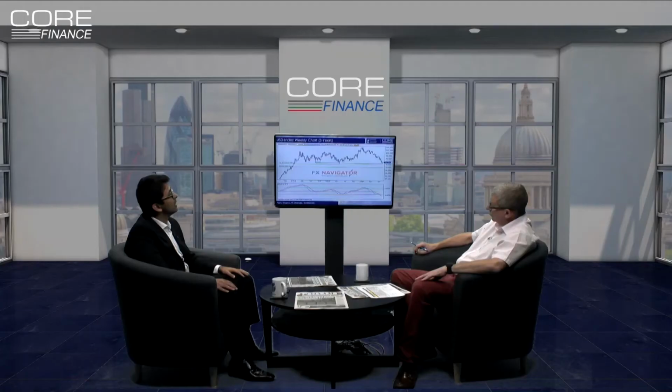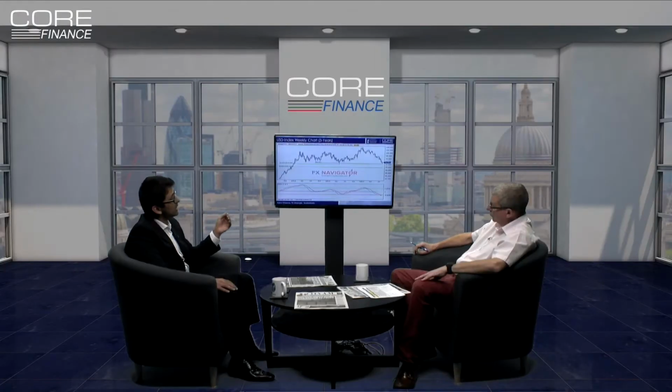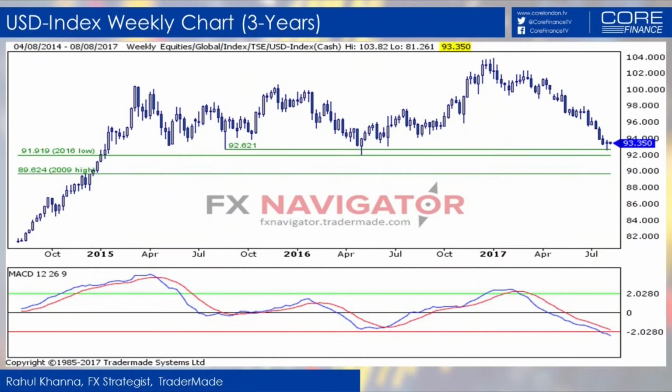If that breaks... at the moment it looks like it might find support. It's already found support just above there. What's again crucial is what happens with US CPI on Friday. Once we have a positive number on US CPI, we could easily see a rally back up to the 95, 96 area. Okay, so a key piece of fundamental data out on Friday.